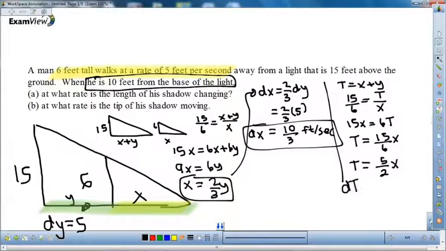So if we take the derivative of the tip so we can find the rate of change, the rate of change of the tip of the shadow only depends on the rate of change of the length of the shadow. And we already found the length of the shadow in part A, which is 10/3. So we're going to substitute that in. And we're going to get 50 over 6, which is 25 over 3 feet per second.